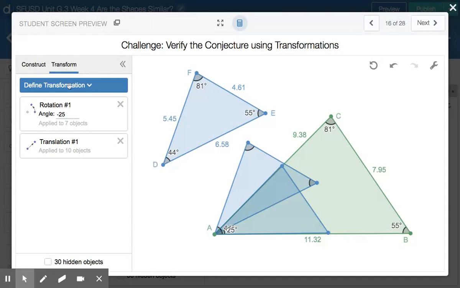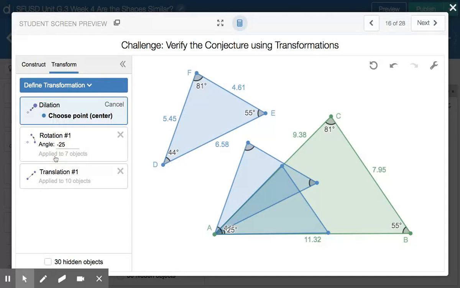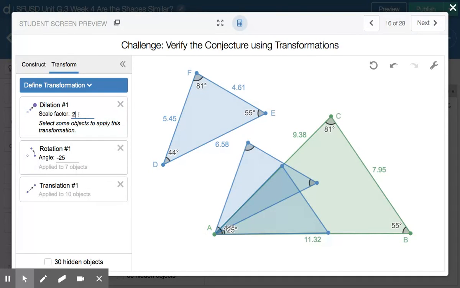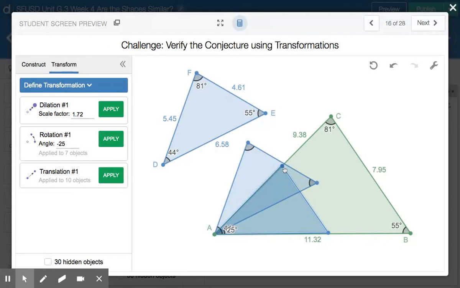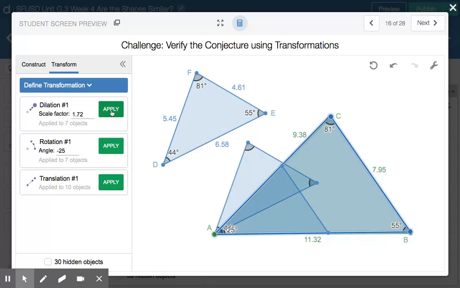So I'm going to choose the dilation tool. For the dilation, once again, I need to choose a center point, and that's my favorite vertex right here. And my scale factor is going to be that 1.72 that I just calculated. And now I want to select my blue triangle here, sides, vertices, and you may end up accidentally selecting parts of the green triangle. That's easy to do. That's okay. So I'm going to apply that dilation, and beautiful.